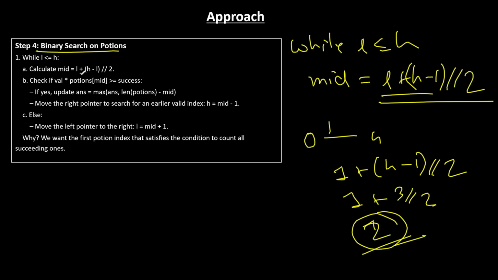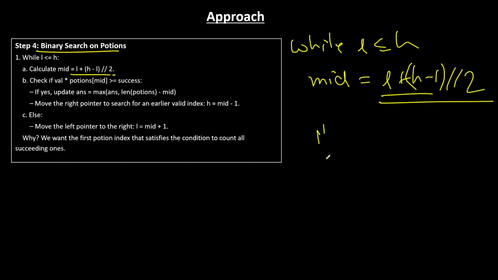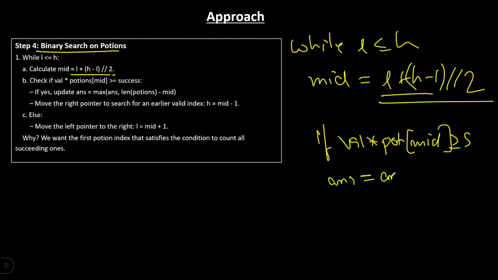And we will write this. After that, we will check if the spell of i multiplied by the portion of mid, I will write the short form, is greater than or equal to the success. S means success. If yes, in the answer variable we will store the max of answer or n minus mid, because mid is the index and n is the total length of the portion array.